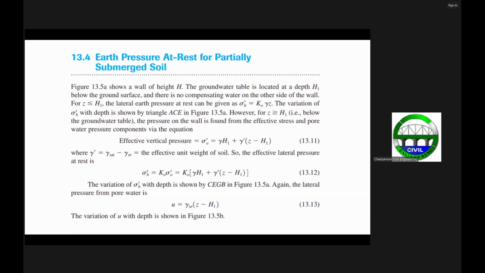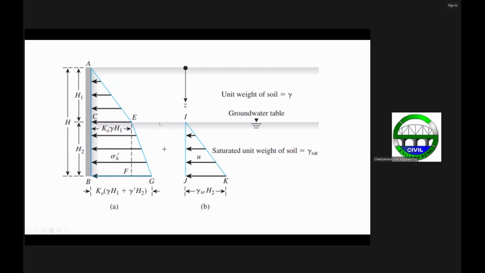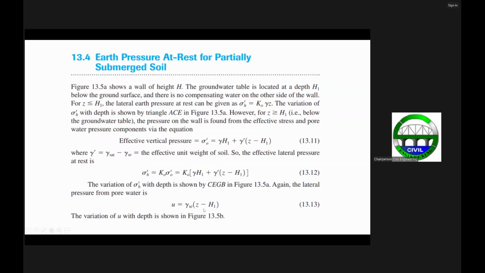Okay. So this is now your effective stress component. And then you also have here your pore water pressure component. Now for the pore water pressure component, that's again your Z minus H sub 1, the depth from the groundwater table down. Then multiply that by the unit weight of water.